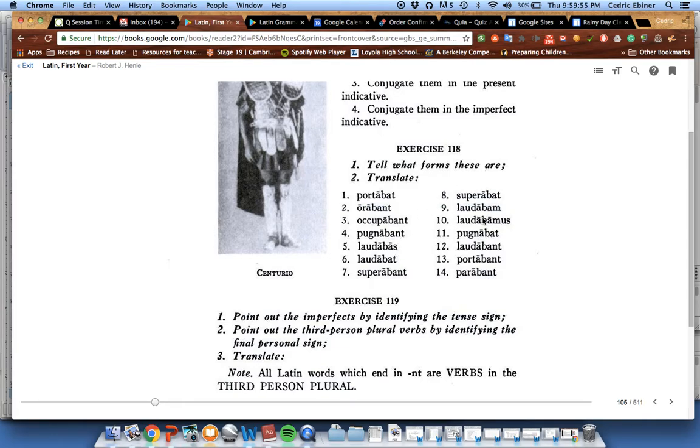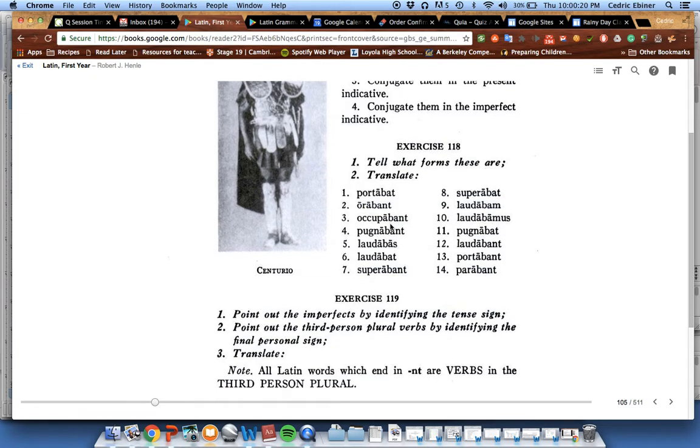So when you find an imperfect, I hope you always translate by was or were with the ing form after that. So portabat, he, she, or it was carrying. Orabant, they were praying. Occupabant, they were seizing. Pugnabant, they were fighting, and so on and so forth. Okay, so for this exercise, no problem.